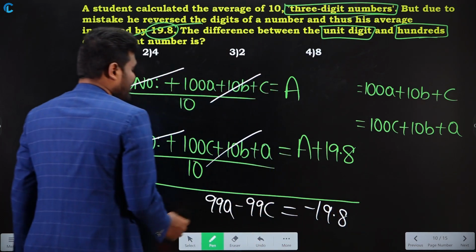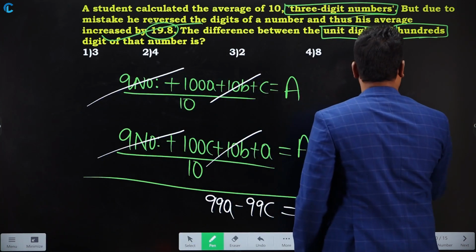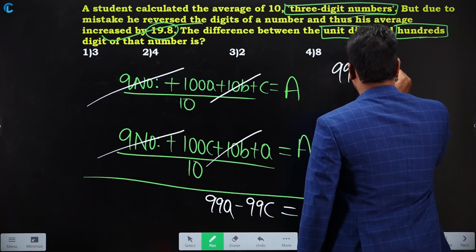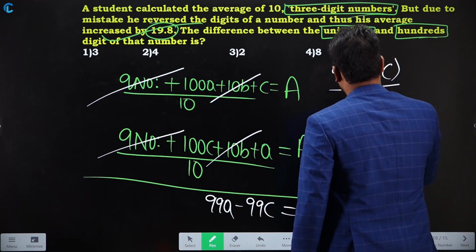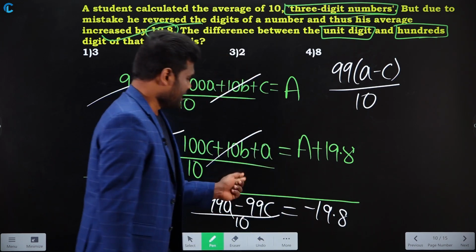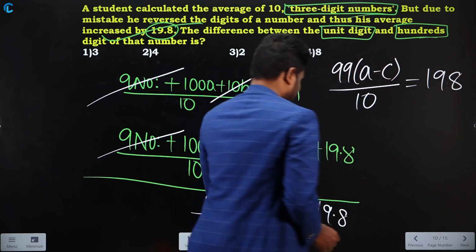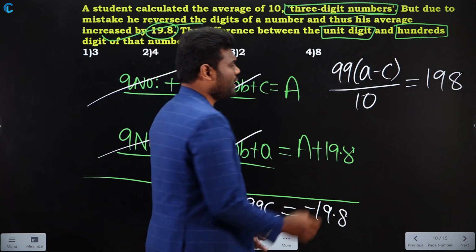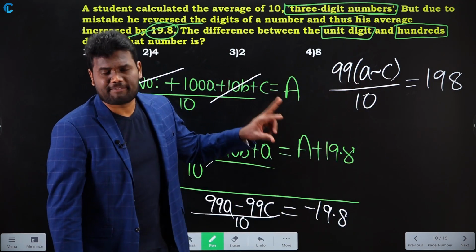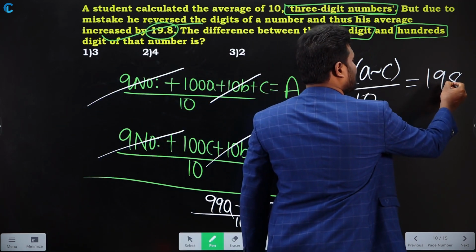Now if I take 99 common, it is going to be 99 into A minus C, divided by 10, because as this is an average, don't forget you need to divide by 10, is equal to 19.8. The negative sign is not really important, because we are trying to calculate the difference. As it is a difference, it may be A minus C or C minus A. It's not really important. So that is the reason for 19.8.